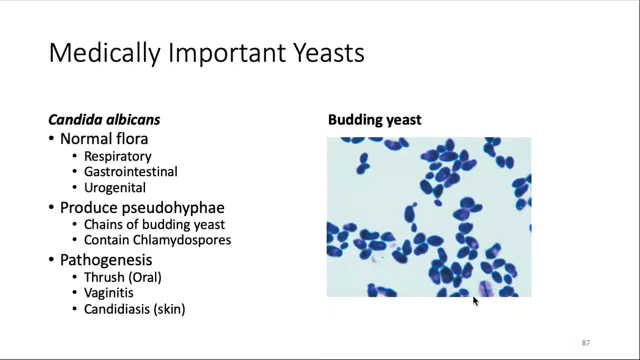They produce what we call a pseudohyphae. A pseudohyphae is formed when there is budding, but then the cells, the chains that are formed, fail to break off. So look at this picture here. You see budding here, you see budding here. But in either case, you see that they are still attached to the parent cell, so there is no breaking off of it. So it forms a false hyphae. So there are chains of budding yeast, and they will contain chlamydospores.